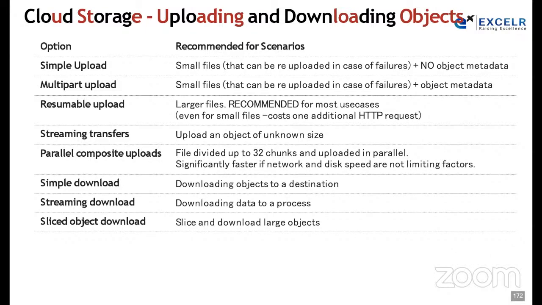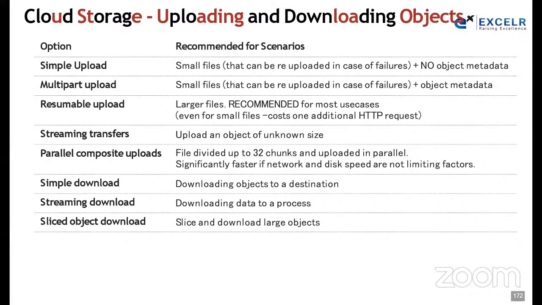Then resumable upload is for a larger file, which is recommended in most use cases. If your file upload fails in between, it is going to resume the upload from where it left off, and you will have a complete clean file once it is completely uploaded. Then streaming transfer: you can upload an object of unknown size using this option.